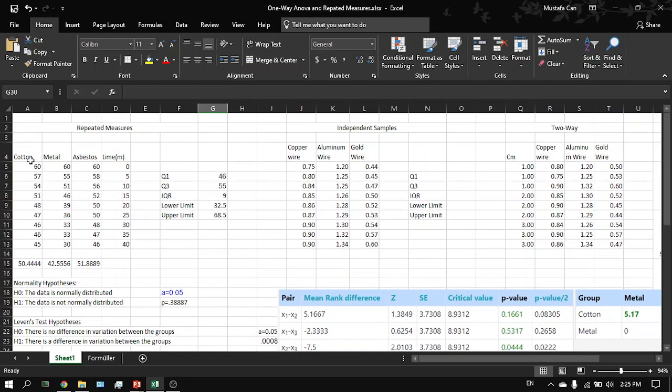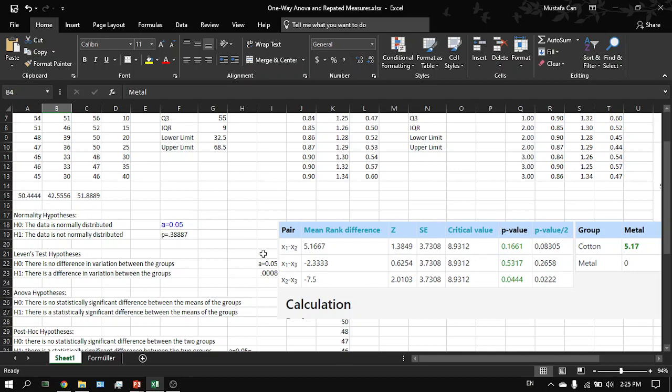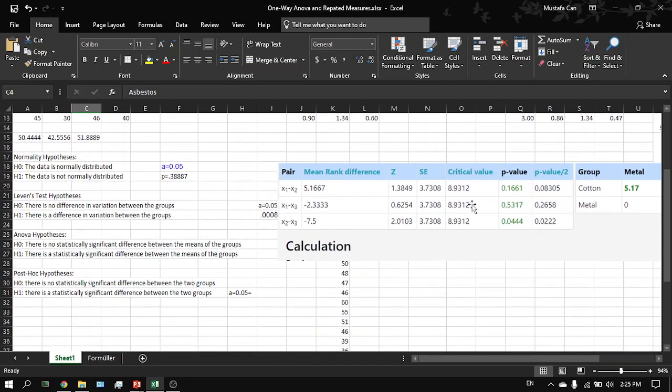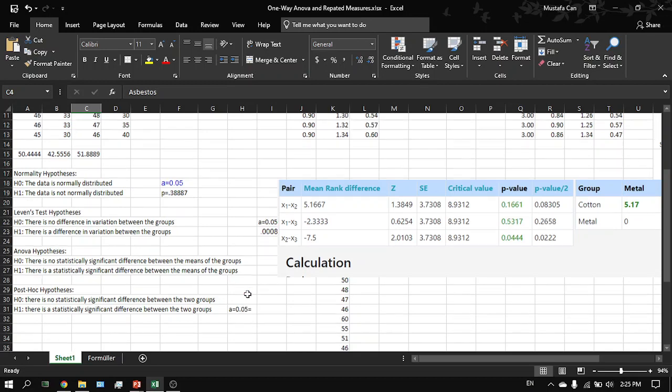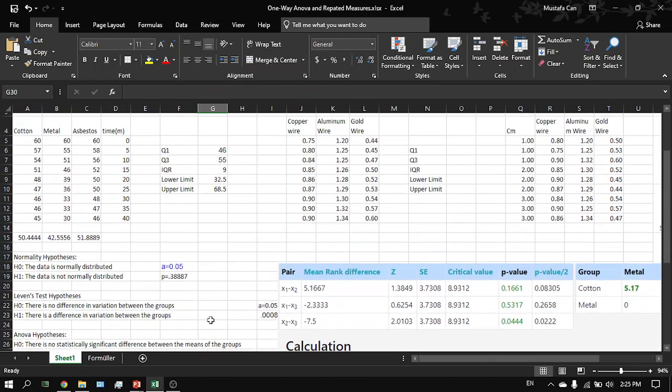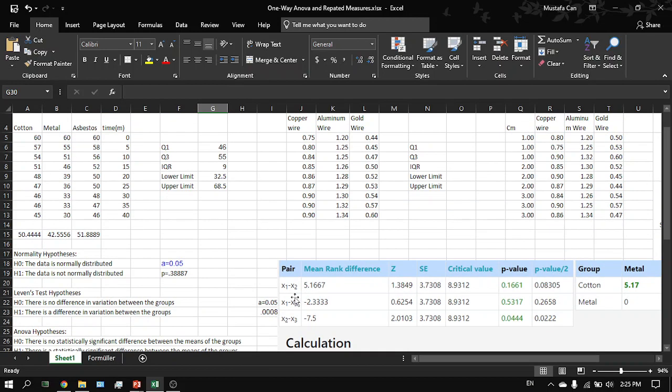So which groups are these? Cotton and metal. There is no statistically significant difference between cotton and metal. I come to the second one. The group 1 and group 2, we're testing that it's again larger than 0.05. So I accept the null hypothesis. There's no statistically significant difference between the two groups. So I say that group 1 and group 2 are almost the same.